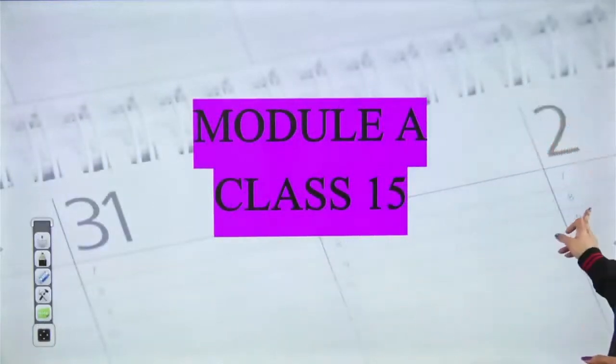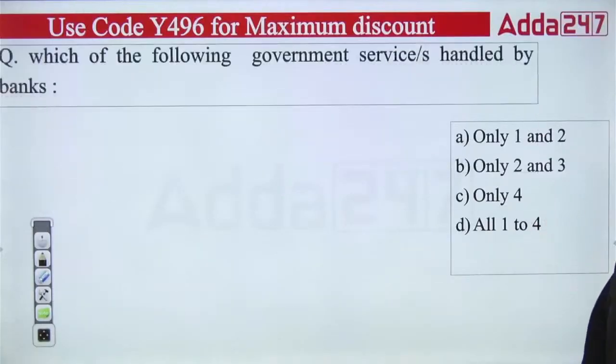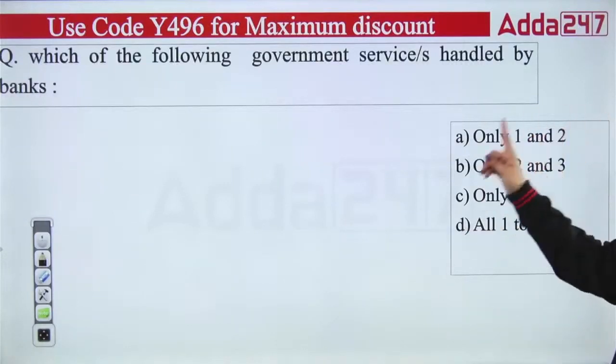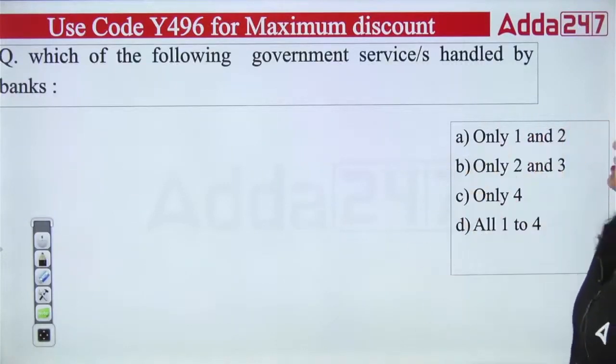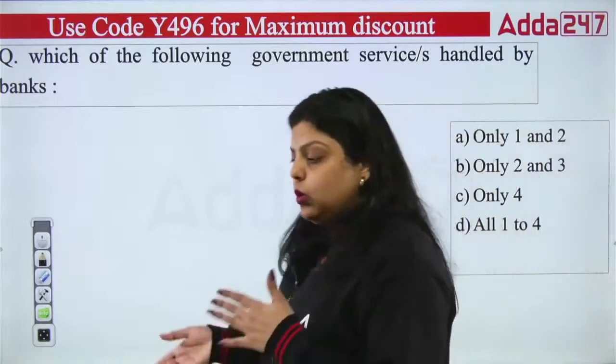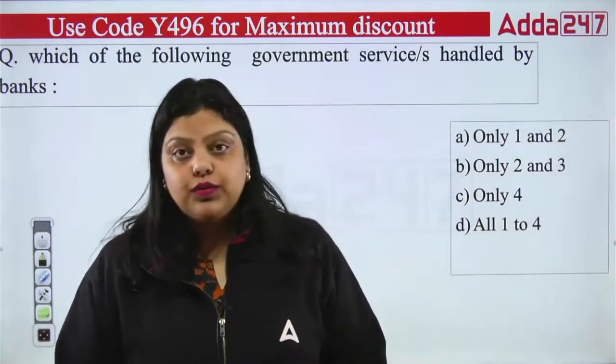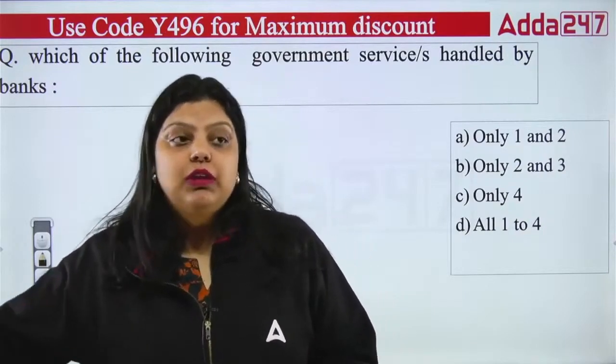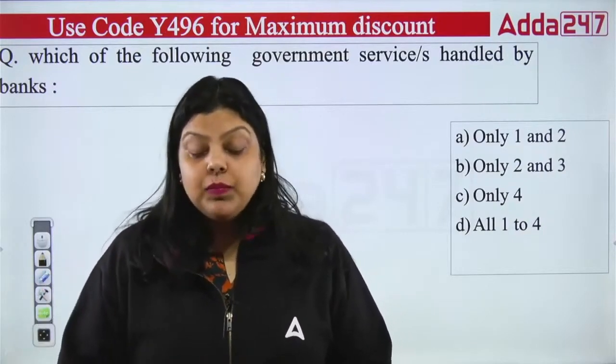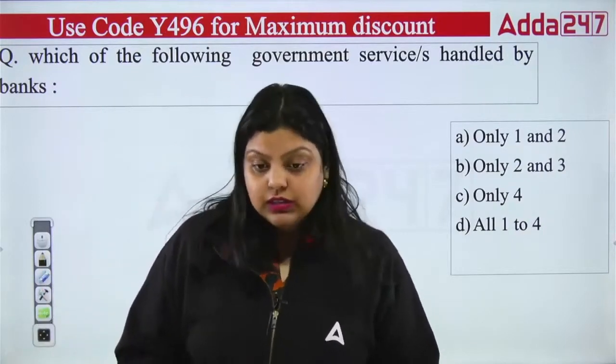Now let's start today. This is the 15th class, and the first question we are talking about is, which of the following government services are handled by banks? So we know RBI works as an agent of the Government of India. RBI works as an agent for the central government as well as for the state government. So what is RBI doing for the government?